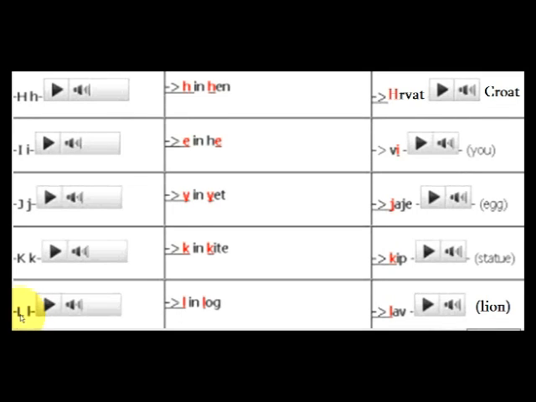L. Veliko slovo L. Malo slovo L. L as in log, or in English we say L, and the last part of this pronunciation is L. L as in log, in Croatian L. Love.